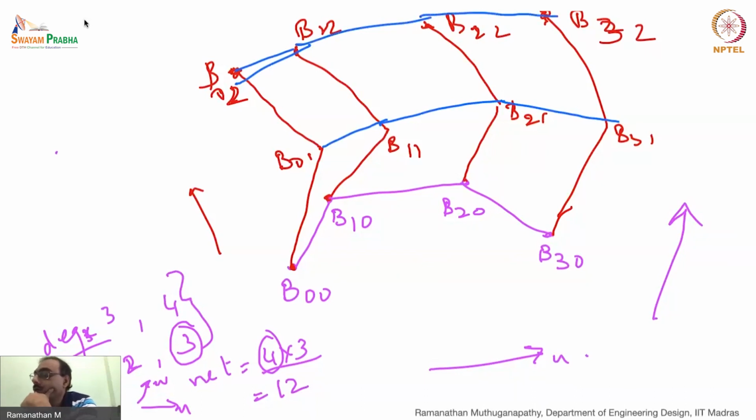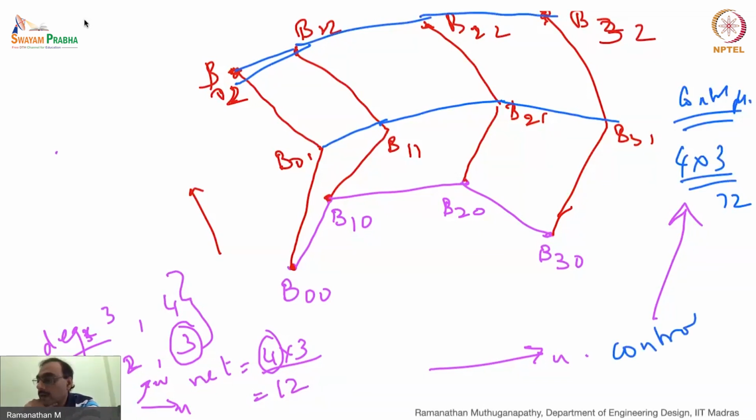So how many control points do you have now? How many control points do you have in total? 12. 4 by 3, you have 12 control points for the entire surface that is forming a control net. Guys, are you able to make out what is happening? Yes, sir. Little bit? Yes.